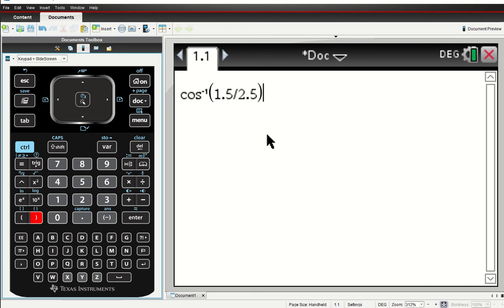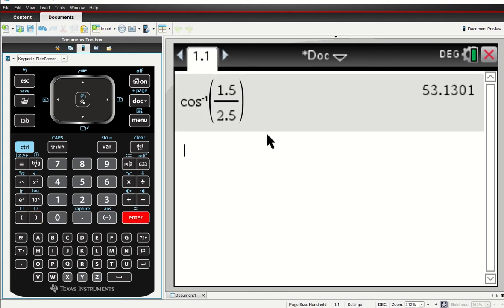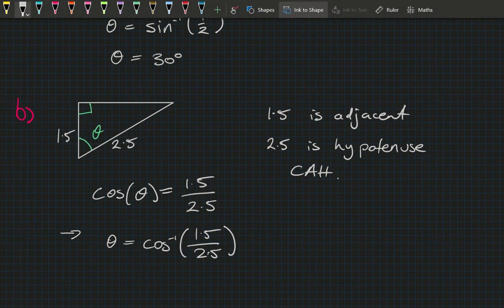But notice how we've got decimal places in here. If you do that, the CAS calculator knows that we want a decimal expansion. And we're told we've got 53.130. So let's round that off to 2 decimal places and say that theta is equal to 53.13. All right, that's it.